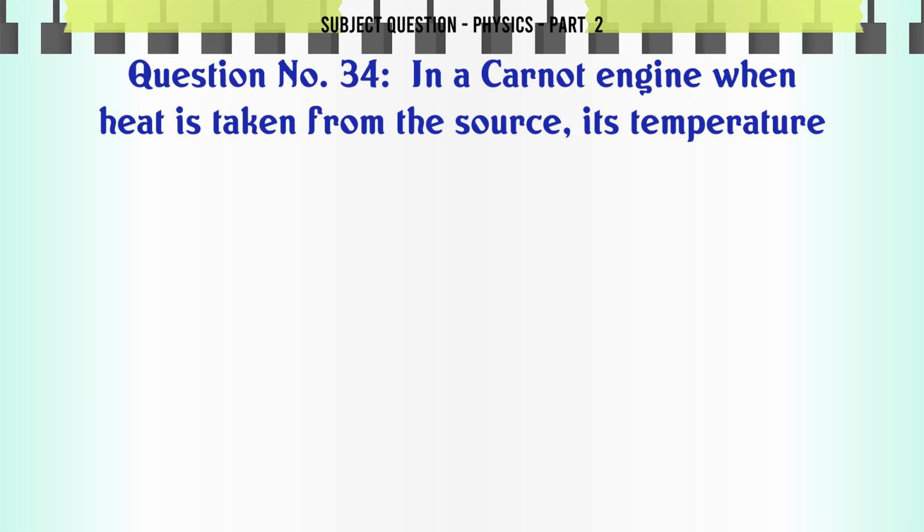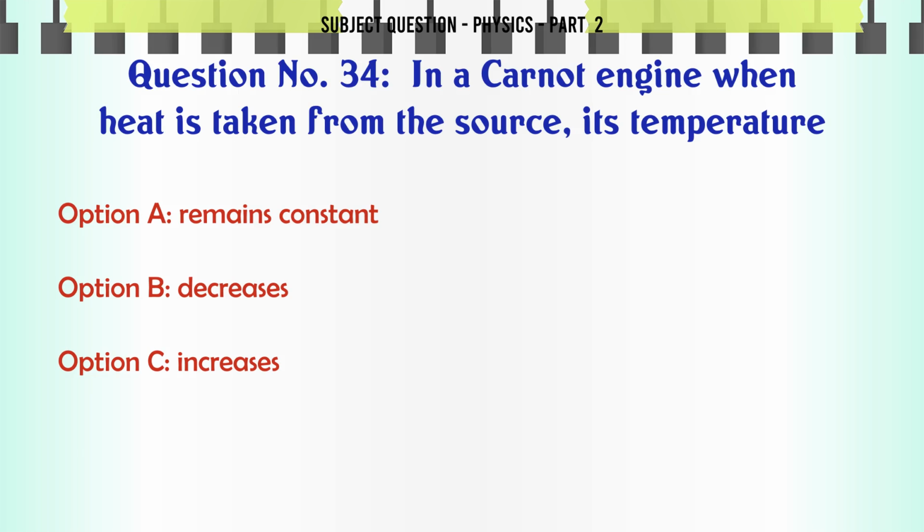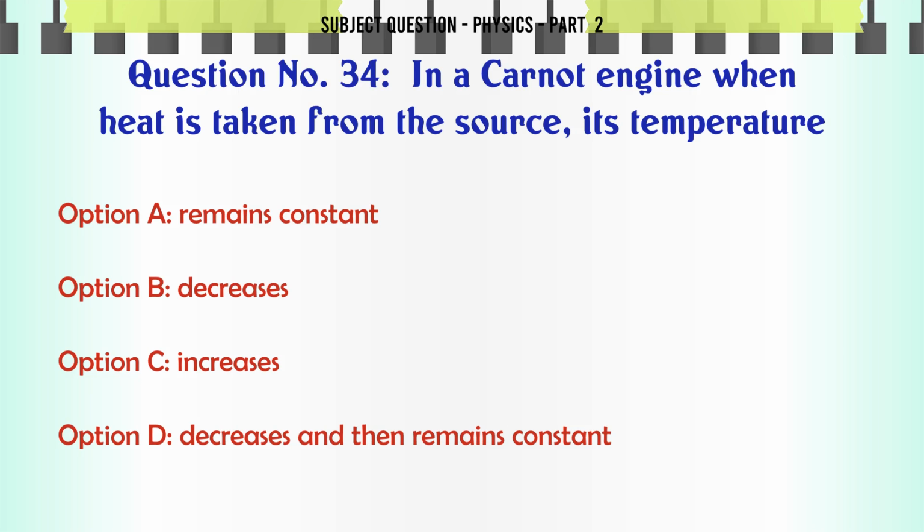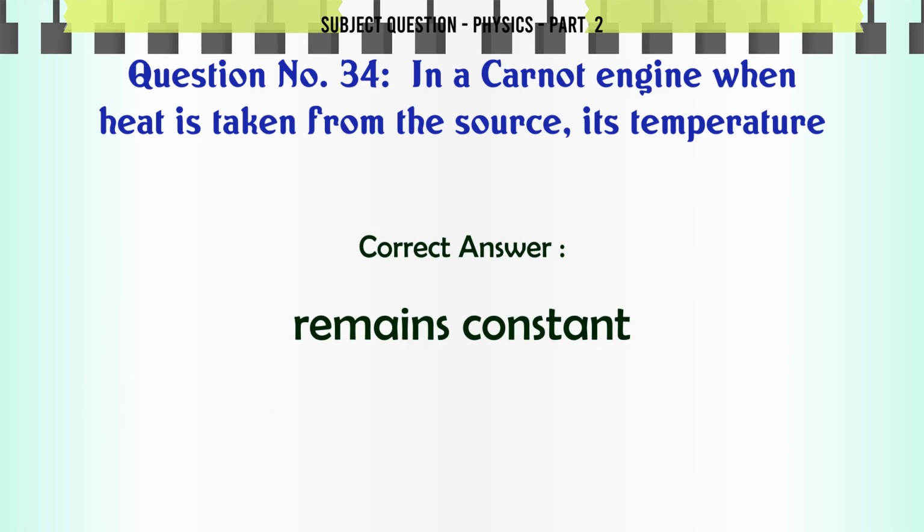In a Carnot engine, when heat is taken from the source, its temperature A. remains constant, B. decreases, C. increases, D. decreases and then remains constant. The correct answer is remains constant.